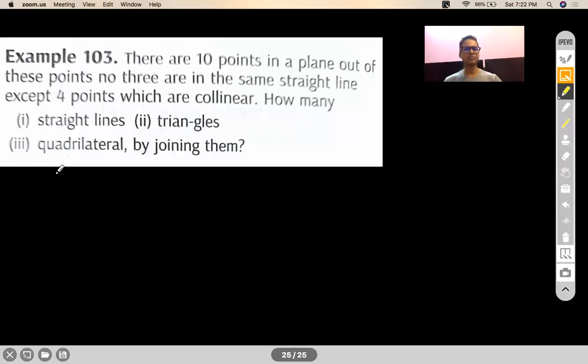There are 10 points in a plane, out of which 4 are collinear. How many straight lines can you make? Part 1 of the question. First answer part 1, then we'll go to part 2, 3 and 4.